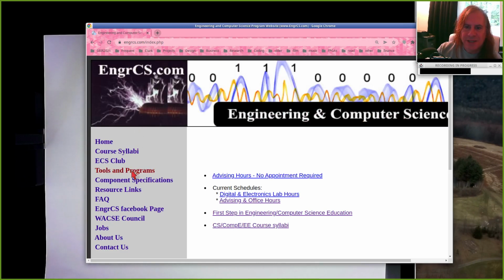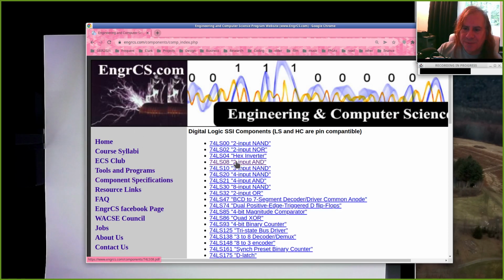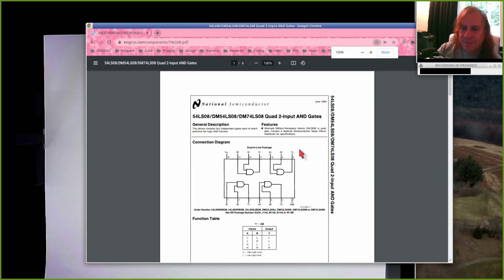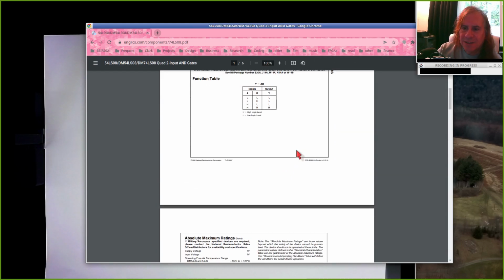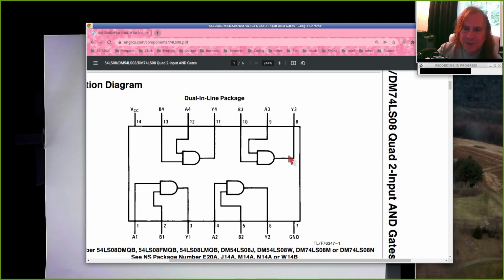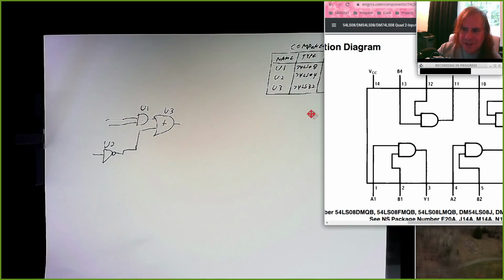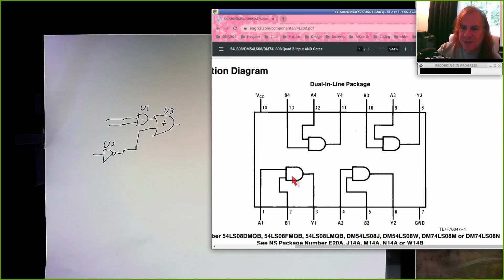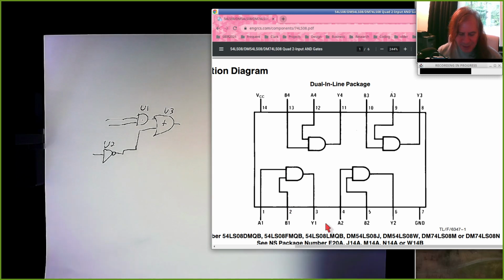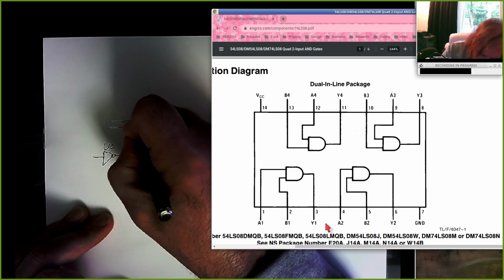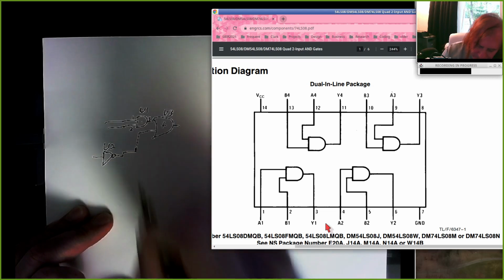So ENGR250.com, go to component specifications, I'll pull up a 74LS08. And if I look at the picture of the chip, it tells me I've got 4 AND gates inside here. So if I need an AND gate, I can use any one of these that I want. I'm just going to pick on this first one. And notice one of the inputs is connected to pin 1, another input is connected to pin 2, and the corresponding output comes from pin 3. So I'm going to label these pin 1, pin 2, pin 3.